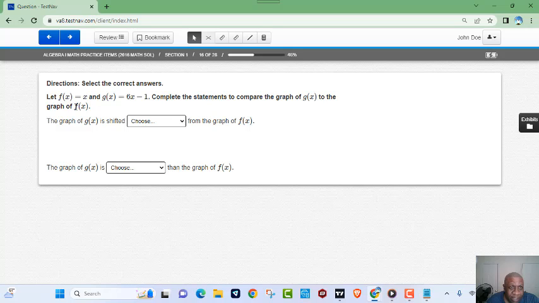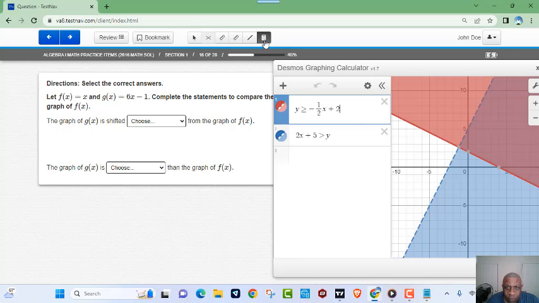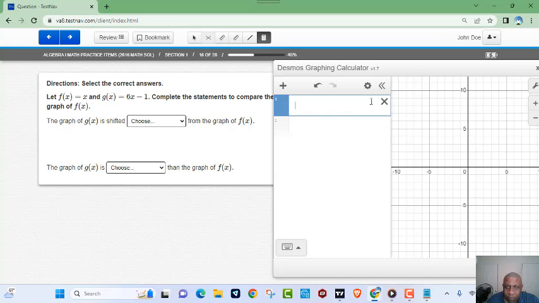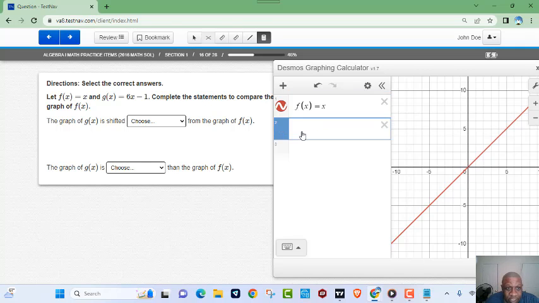All right, let f of x equals x and g of x equals 6x minus 1. Complete the statements to compare the graph of g of x to f of x. Let's just pull up DESMOS real quick again and do some graphing. Now, f of x equals x is simply just y equals x, a diagonal line through the origin. And then g of x equals 6x minus 1.